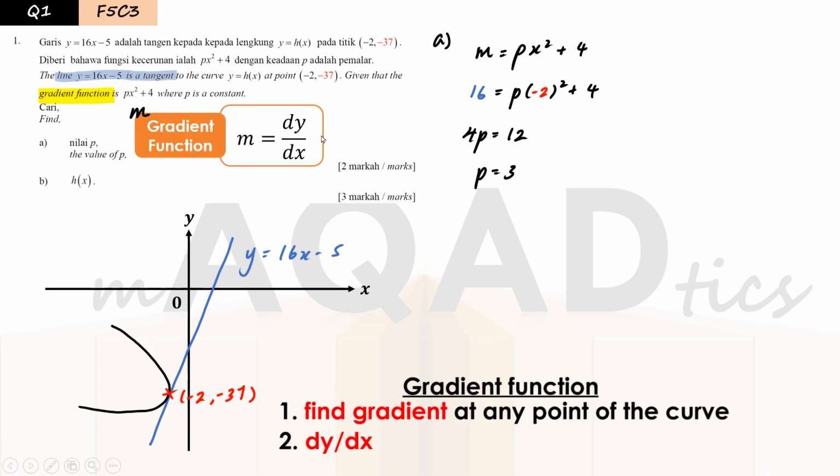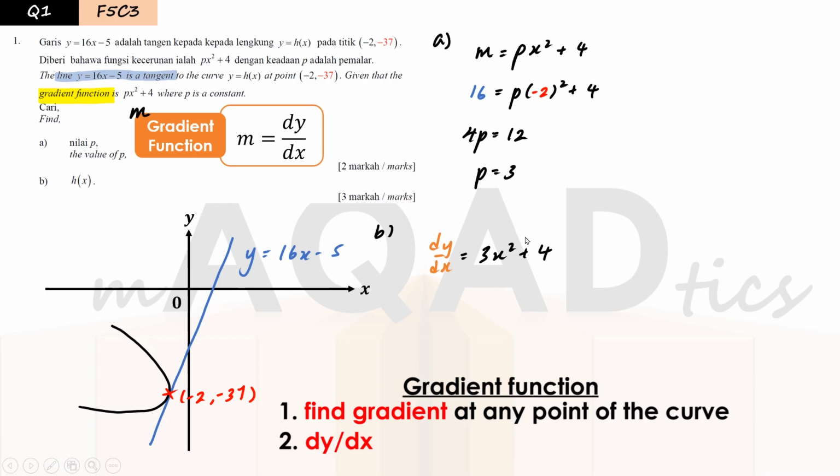So dy over dx is what we get when we differentiate the original equation one time. Meaning that dy over dx is equal to this value, and since we have the p already, we are going to change it to 3, and then we can form this equation.